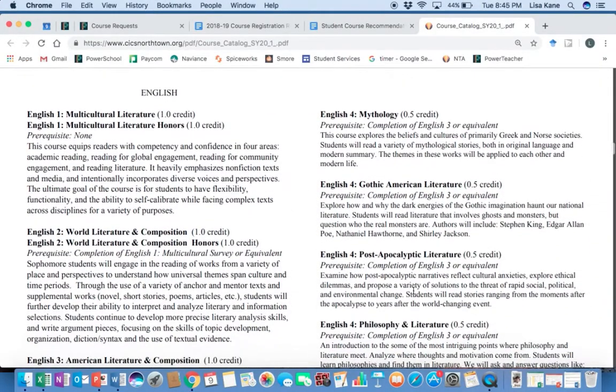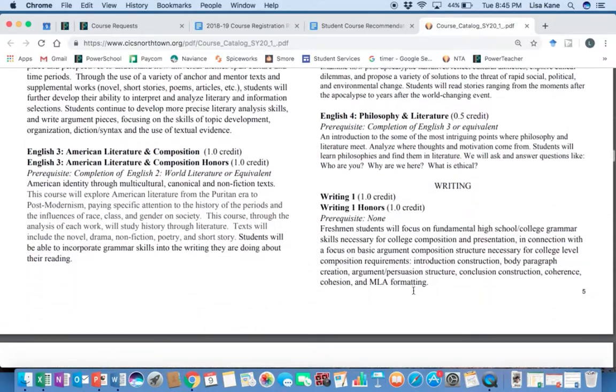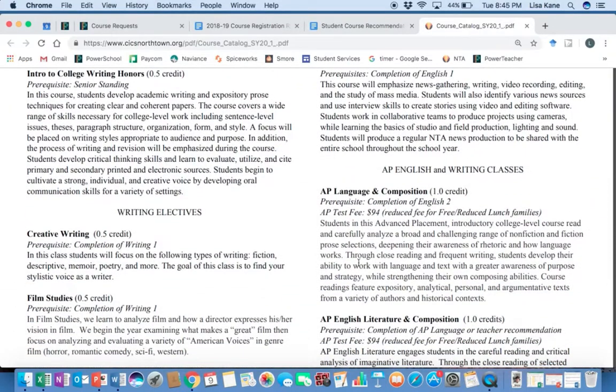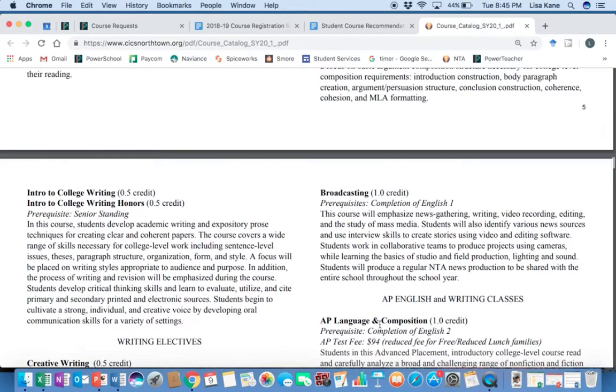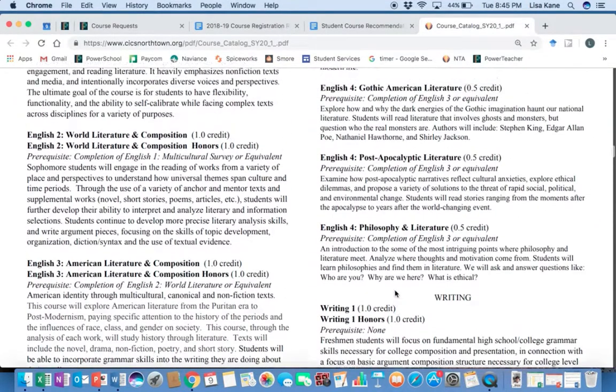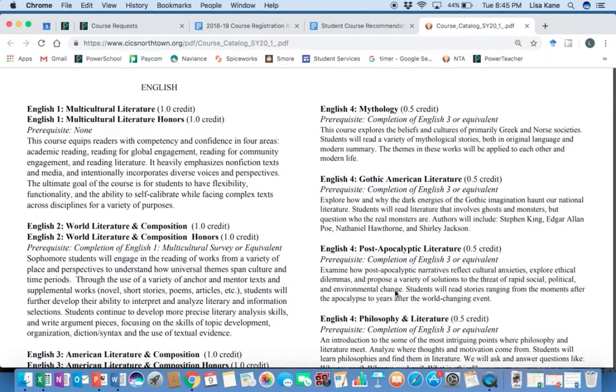For your English classes, you need to have 4 credits in English in order to graduate. For most of you, that was English 1, English 2, English 3, and as a senior, you'll need to take an English class. Your options are you can either take AP Lang or AP English Lit as your English class, or you can take 2 of these semester-based English 4 classes. Advisors, now's a good time to pause the video so students can read the course descriptions and then circle or write down the English classes they want to take for next year.